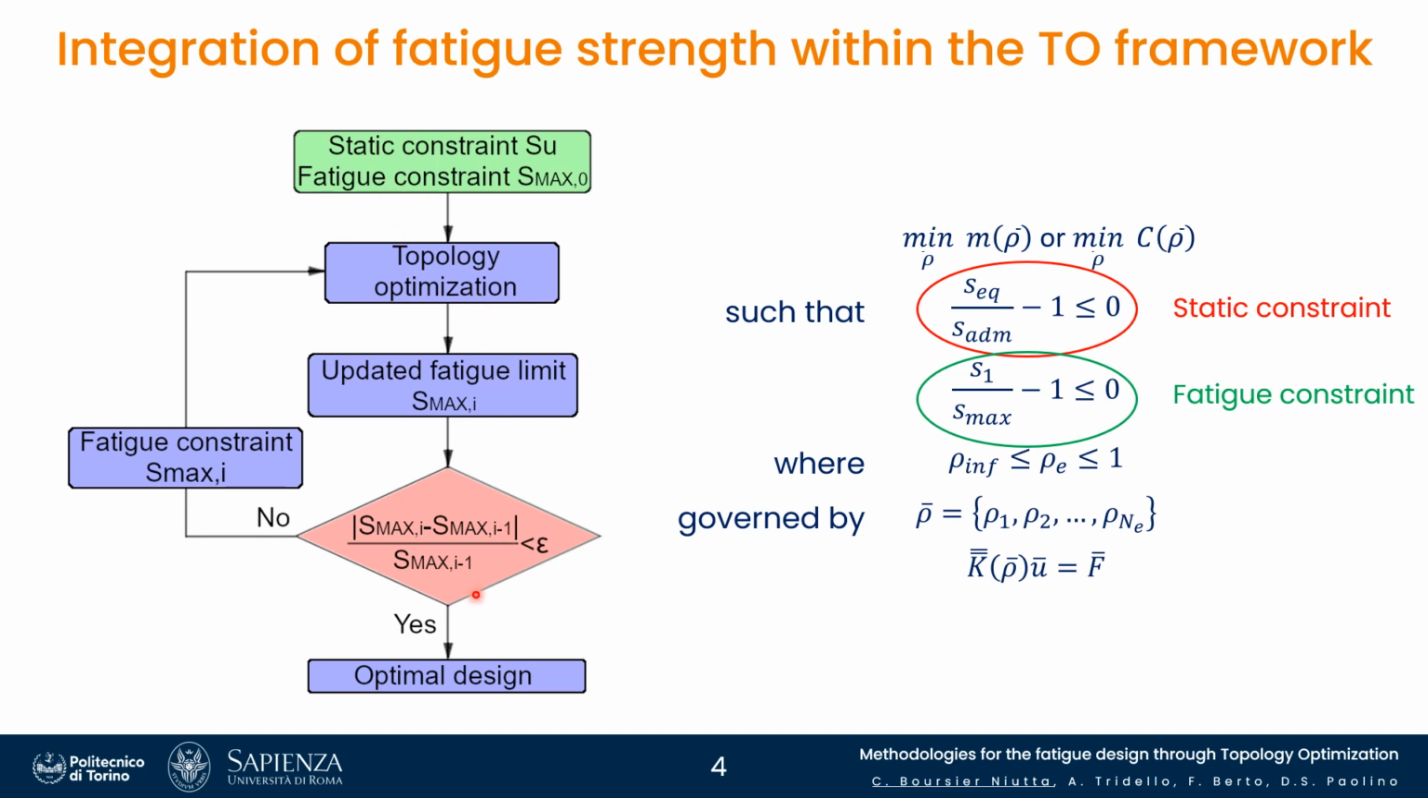So we implemented an iterative procedure where we verify the discrepancy between the fatigue strength retained at one iteration and the one considered in the previous iteration. And when this difference is smaller than a given epsilon value, you reach the optimal and safe design.